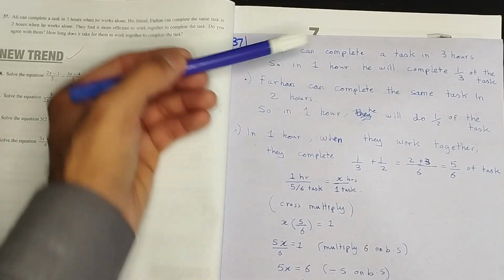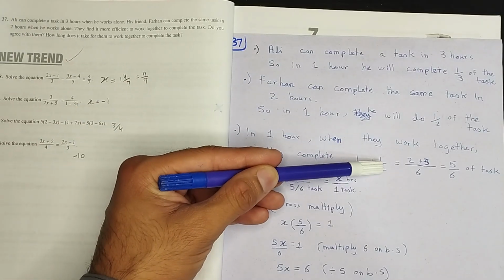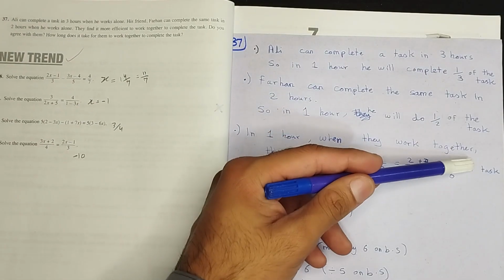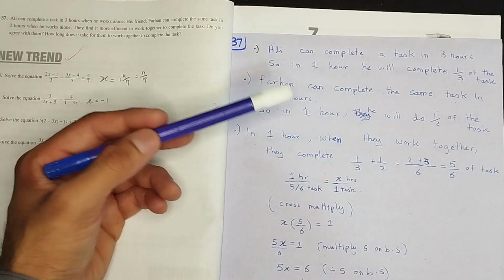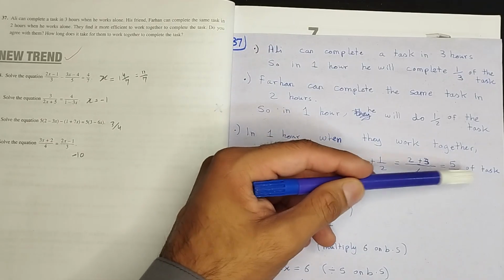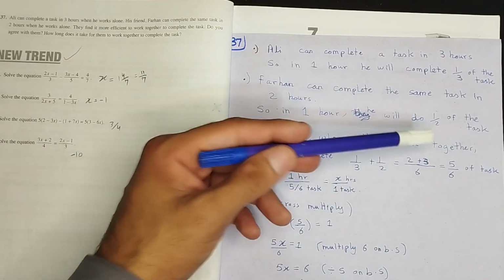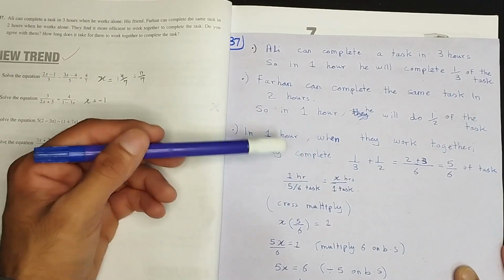This is Ali. Ali did this much in 1 hour. Farhan did this much in 1 hour. They're both working together. Now they're going to complete 5/6 of the task in 1 hour. I mean, 5/6, this is almost complete. They have almost done the task in 1 hour. But they need a little bit more time.